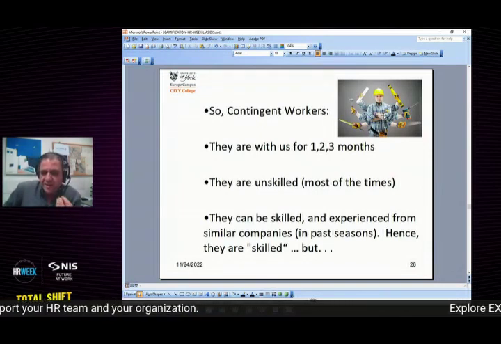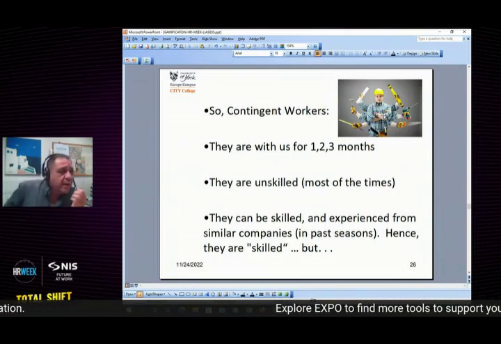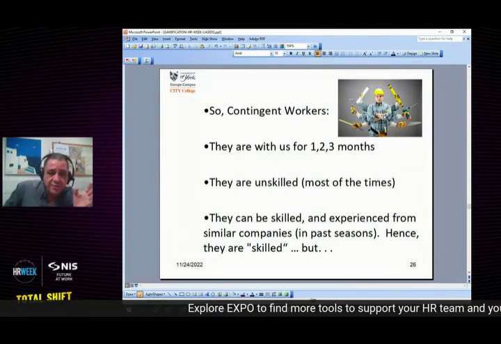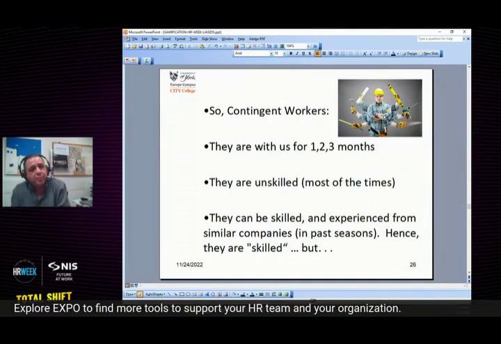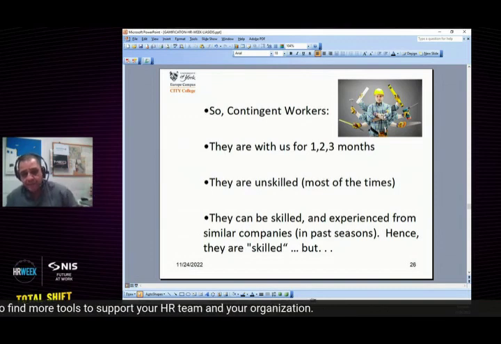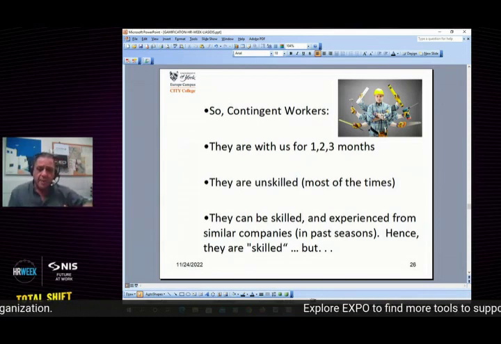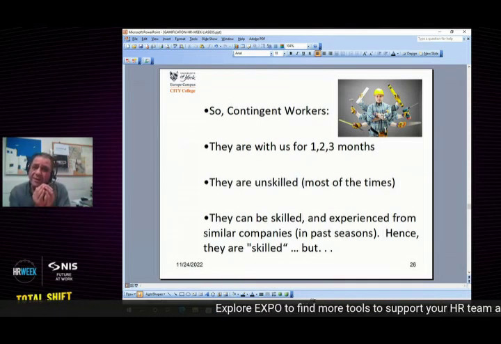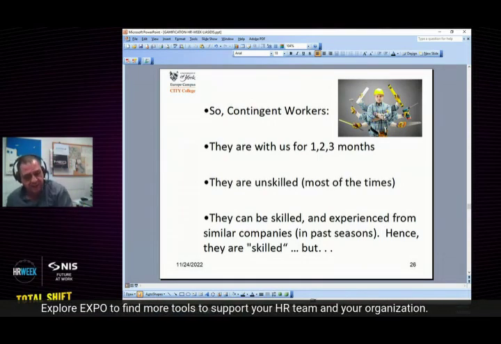In a nutshell, these people are with us for 1, 2, 3 months. Think of somebody working in a resort hotel or in a ski resort, or in fields collecting crops, because we need these people for 1, 2 months and then bye-bye. They're unskilled most of the time, but even if they have skills from a previous season, yeah, they have the basis, but they're not exactly the skills that we want in our own specific organization.